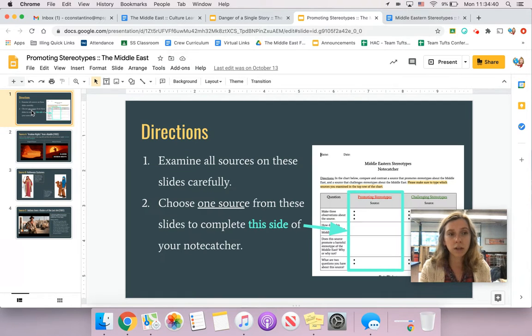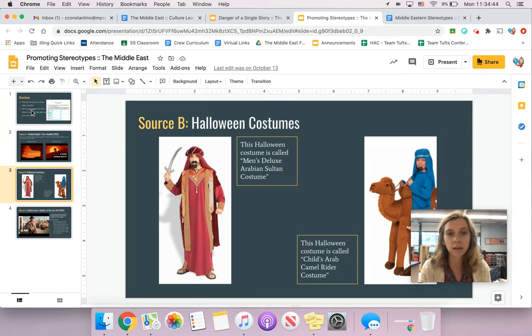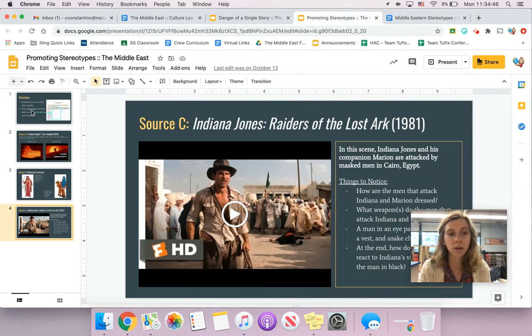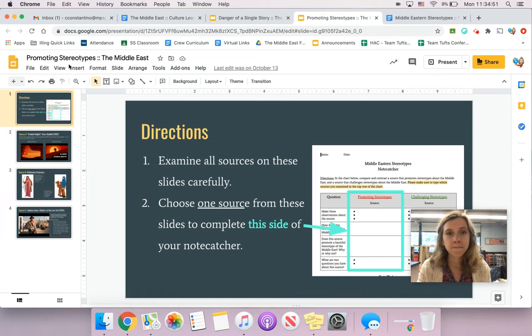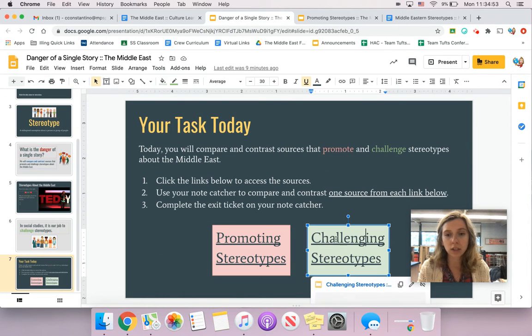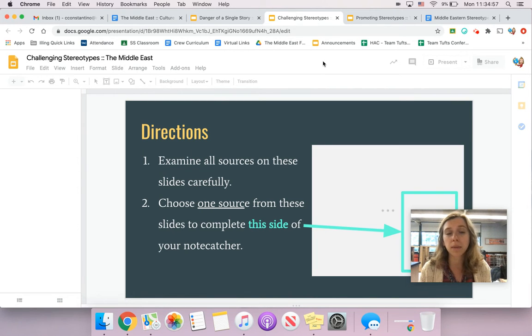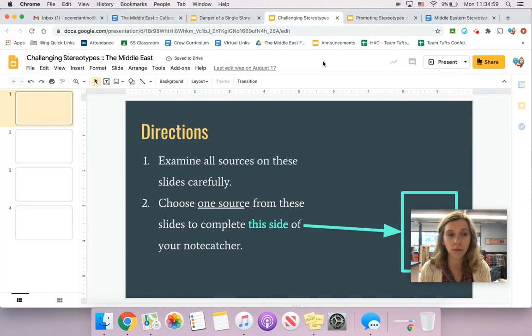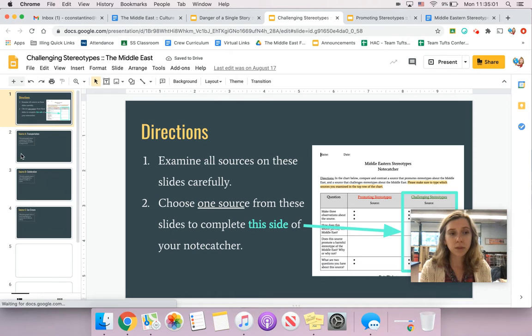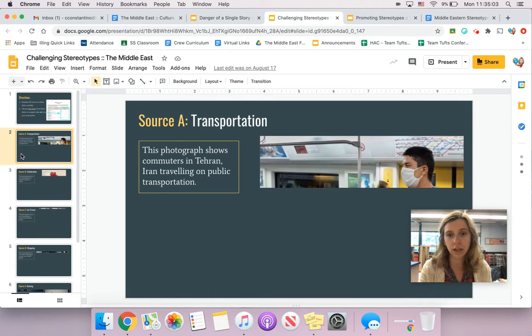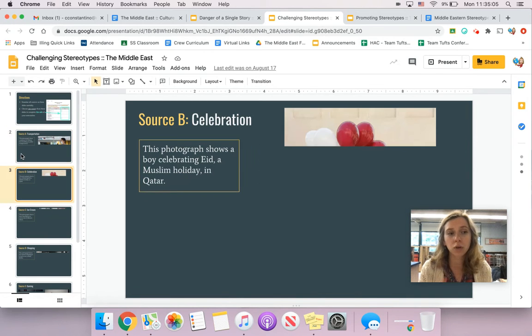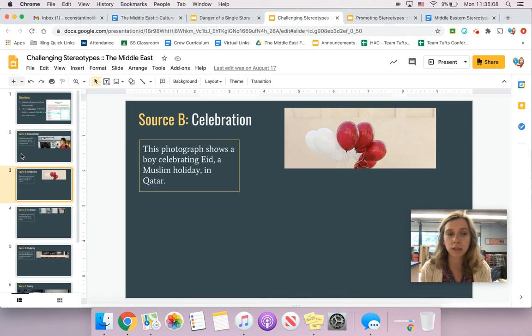The promoting stereotype slides look like this. It's going to start with directions. There's a source from Aladdin, an example of costumes, and a scene from Indiana Jones, if you're familiar with that movie. And then the challenging stereotype slides look similar, but again, these sources are going to be much more realistic depictions of the Middle East. So these ones are mostly photographs. There's not as many videos here, but it shows photographs from everyday life in the Middle East.